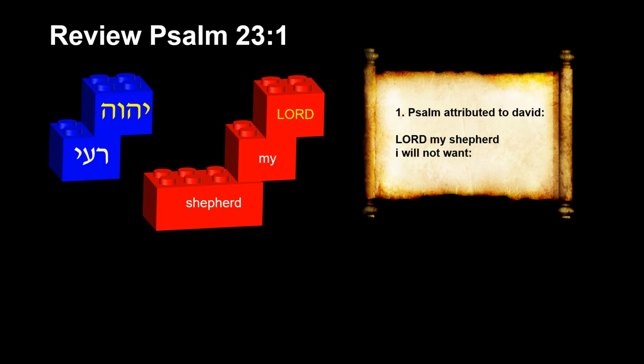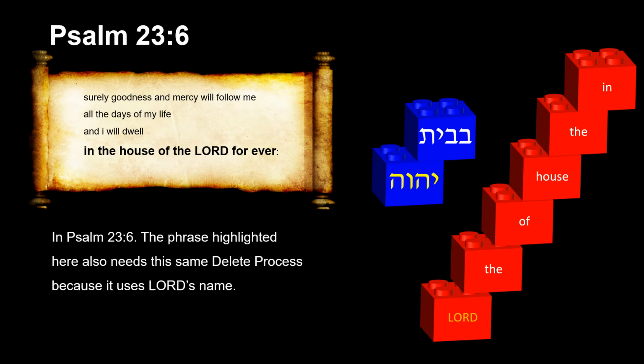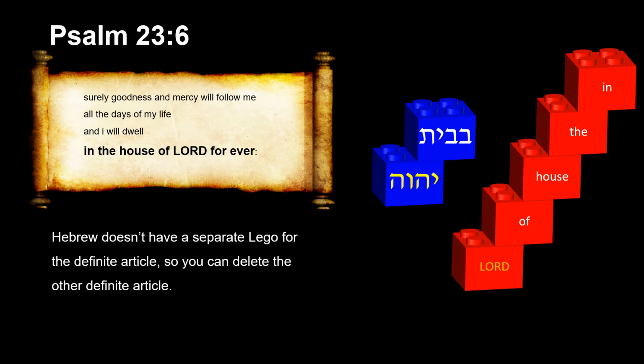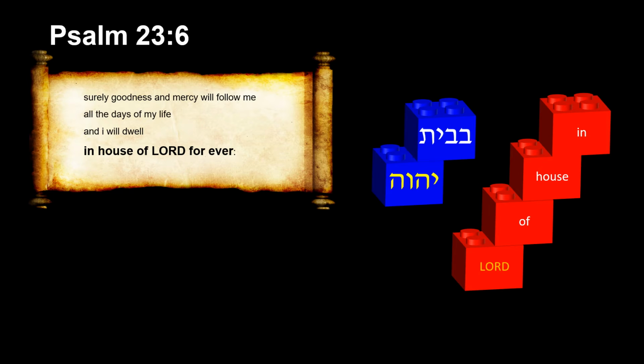So let's look at Psalm 23:1. Psalm attributed to David. Lord my shepherd, I will not want. In Psalm 23:6, the phrase highlighted here also needs the same delete process because it uses Lord's name. Hebrew doesn't have a separate Lego for the definite article, so you can delete the other definite article here also. So now we have for Psalm 23:6, surely goodness and mercy will follow me all the days of my life, and I will dwell in the house of the Lord forever.